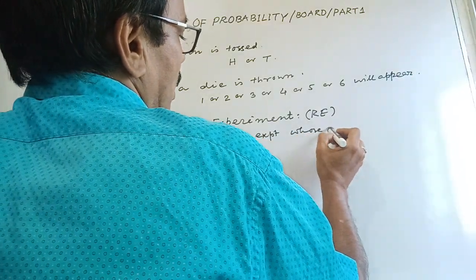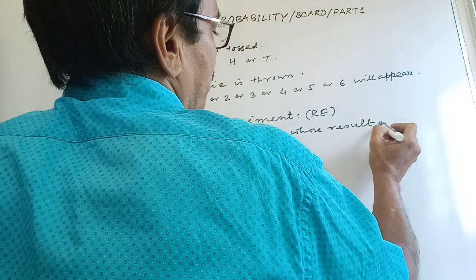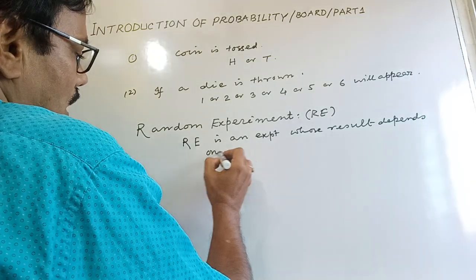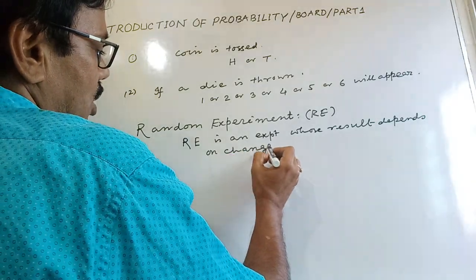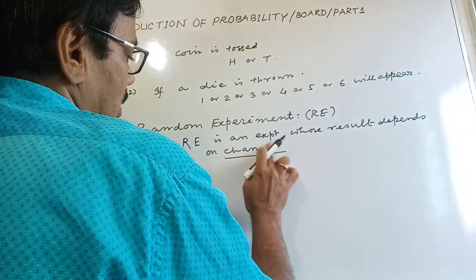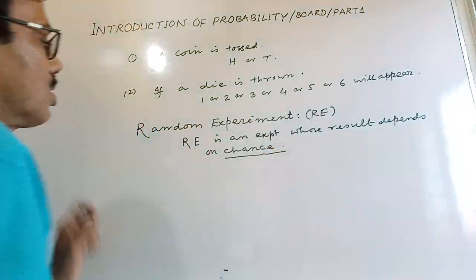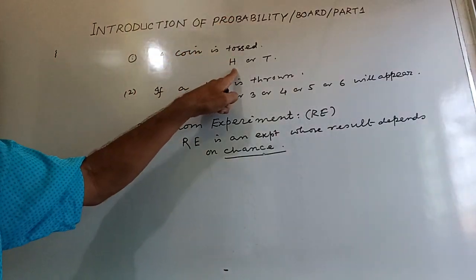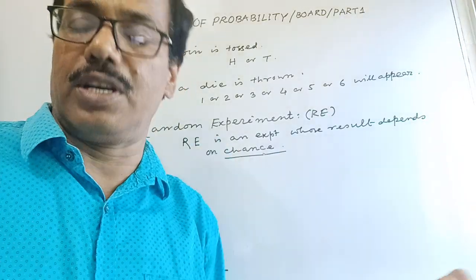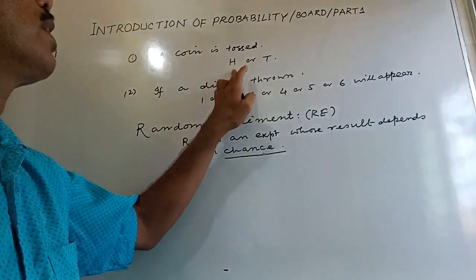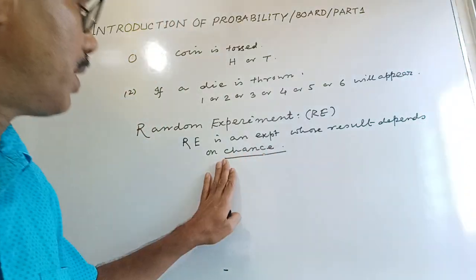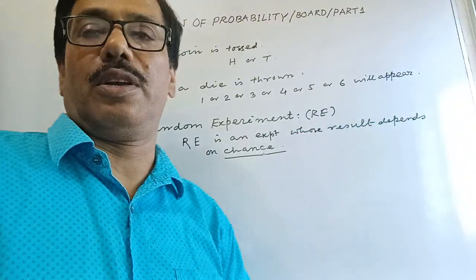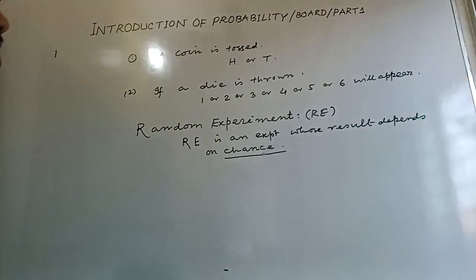In short, a random experiment is an experiment whose result depends on chance. This is to be noted. So look, a coin is tossed. Head or tail will appear. You are not sure that head will appear or tail will appear. It depends on chance. A random experiment is an experiment whose result depends on chance.